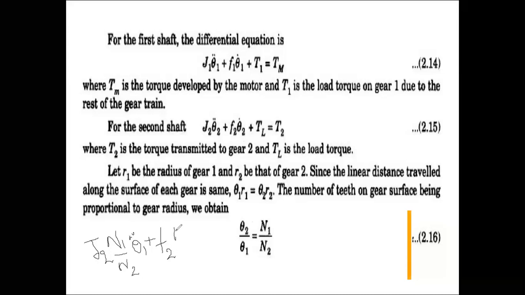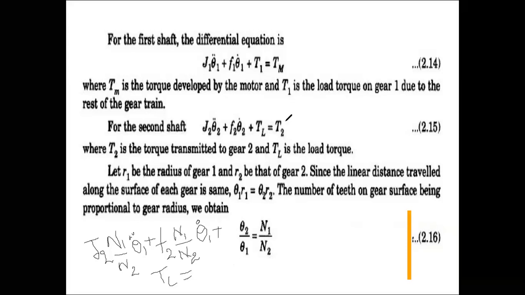by n1 divided by n2 into theta 1 dot, plus, what is the third one? TL. Equal to, what is T1? What is the relationship that you are having? T2 by T1 equal to N2 by N1.